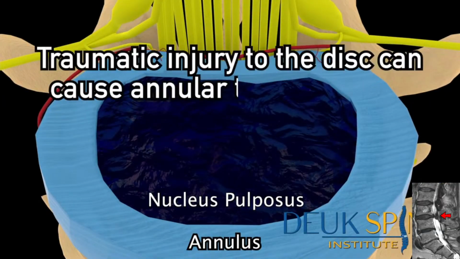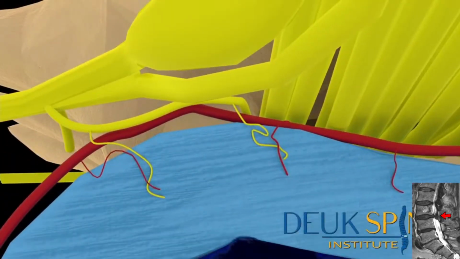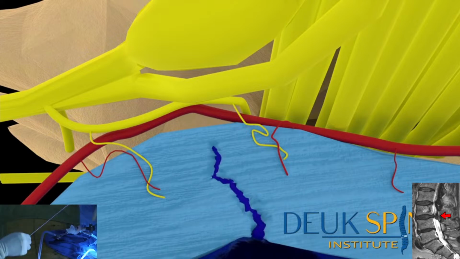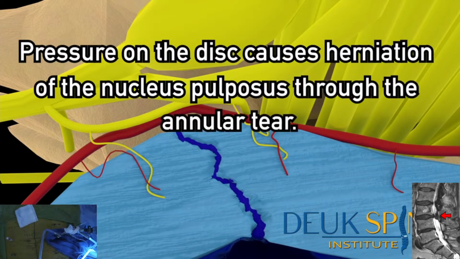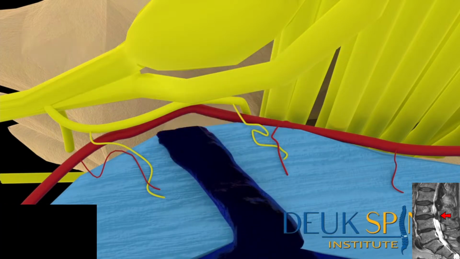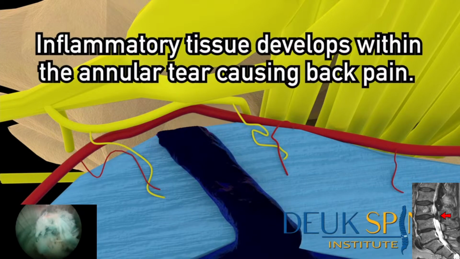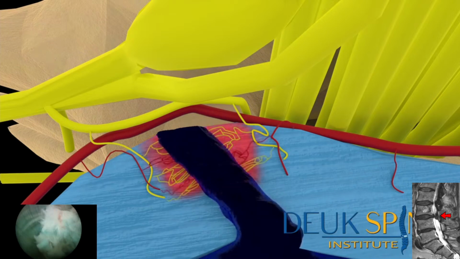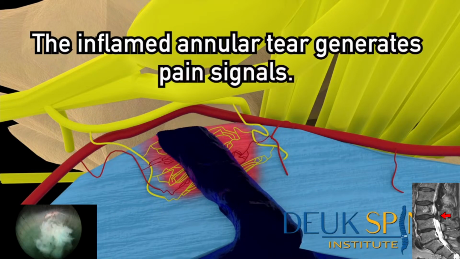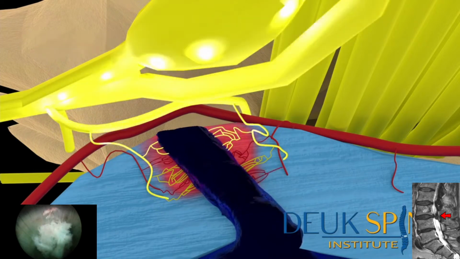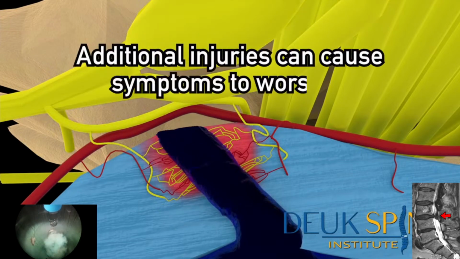Traumatic injury to the disc can cause annular tears to form. Pressure on the disc causes herniation of the nucleus pulposus through the annular tear. Inflammatory tissues develop within the annular tear, causing back pain. The inflamed annular tear generates pain signals. Additional injuries can cause symptoms to worsen.